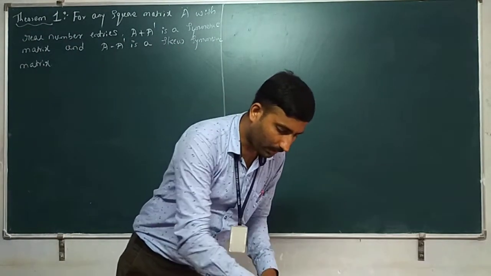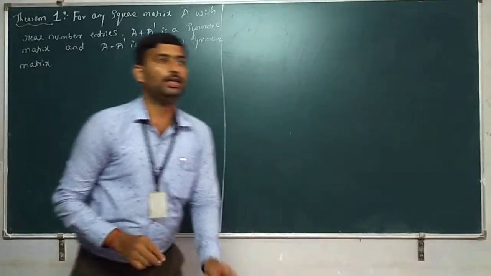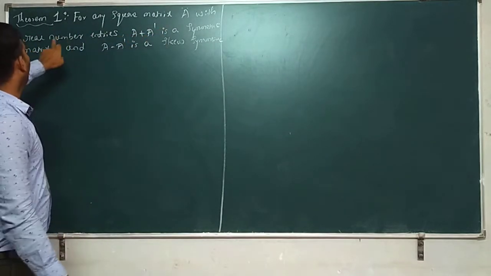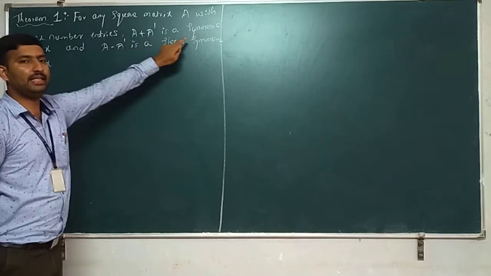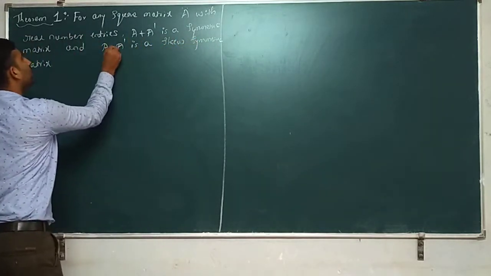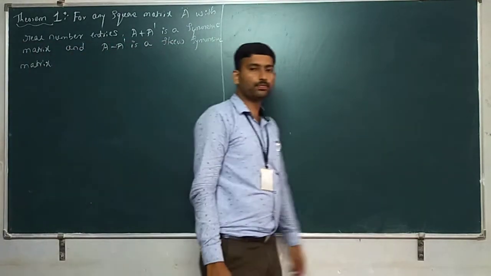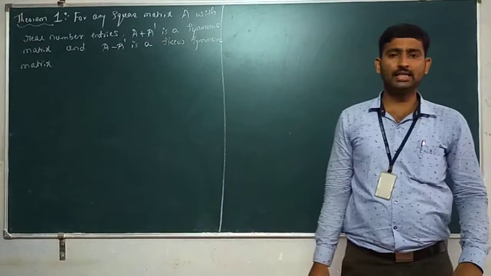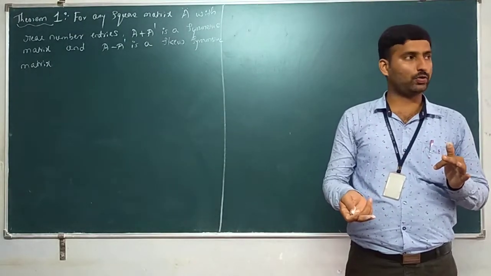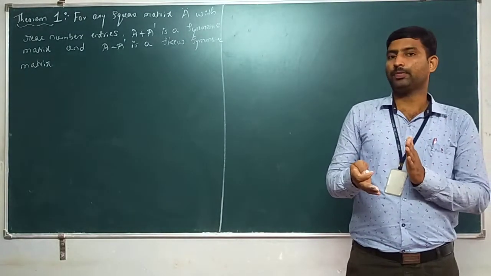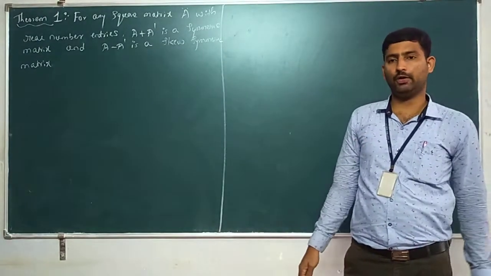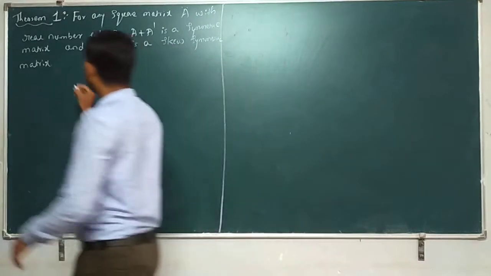What they are given is the statement of the theorem: for any square matrix A with real number entries, A plus A dash is a symmetric matrix and A minus A dash is a skew symmetric matrix, you have to show. What is the meaning of A plus A dash? For one square matrix, this A dash is its transpose. Then the addition, which is symmetric, and A minus A dash, which is skew symmetric, you have to show. How to show that? Observe.